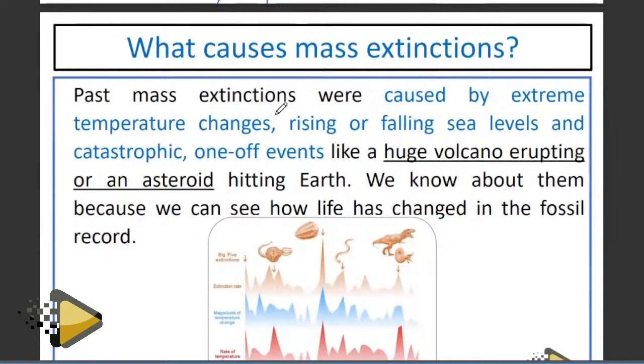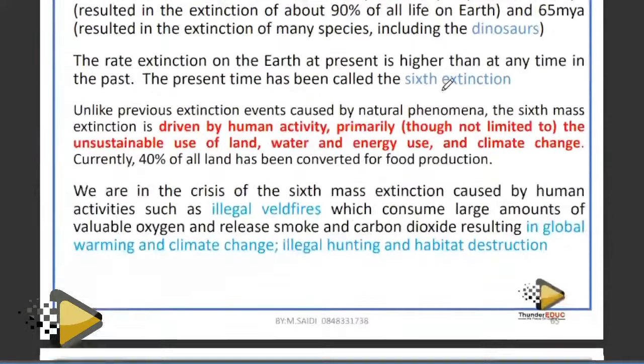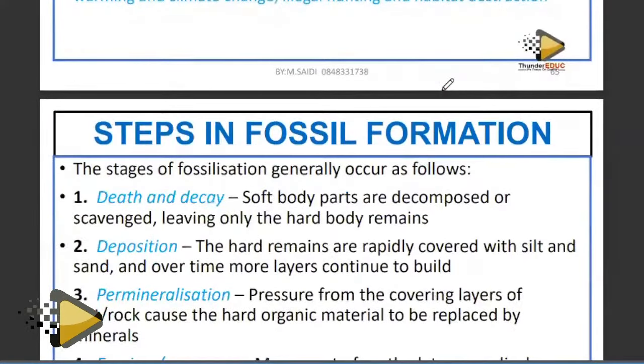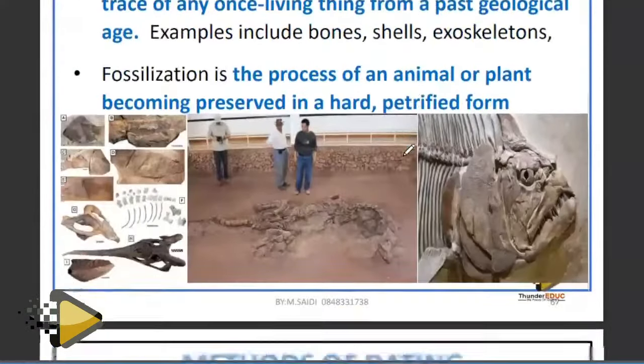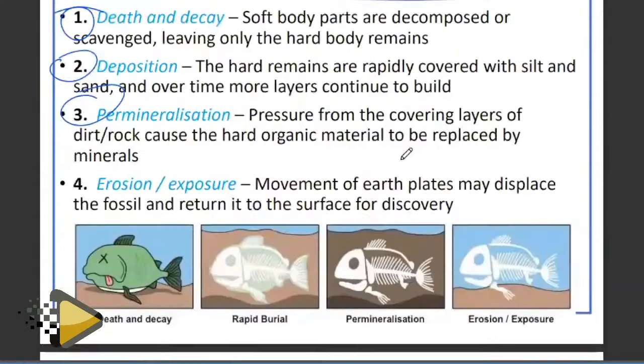Number three, the third place where the marks can come from in this case is the formation of fossils. Yes, the steps which are involved in the formation of fossils. So guys, please know this phase, the phases which are involved in the formation of fossils. Please don't make a mistake.